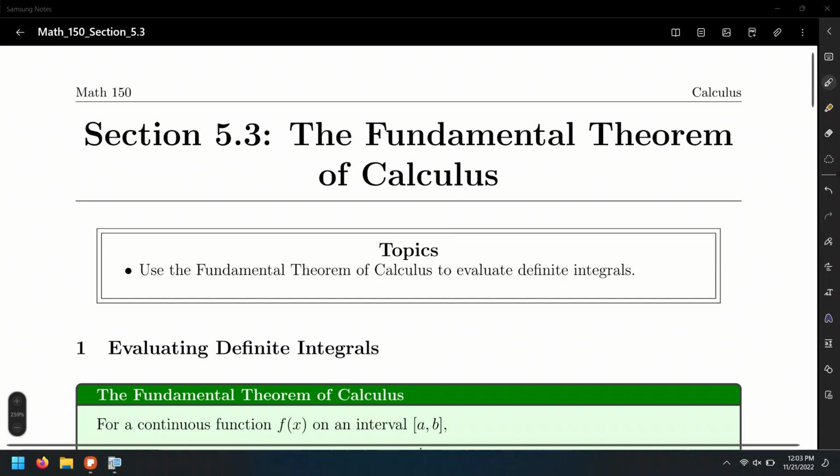Section 5.3, the fundamental theorem of calculus, and there are actually two parts, part 1 and part 2. For the last few lectures, we have discussed the geometric interpretation of the antiderivative. In this case, we call that the integral, and what it does is essentially calculate the area under a curve f of x between the limits a and b.